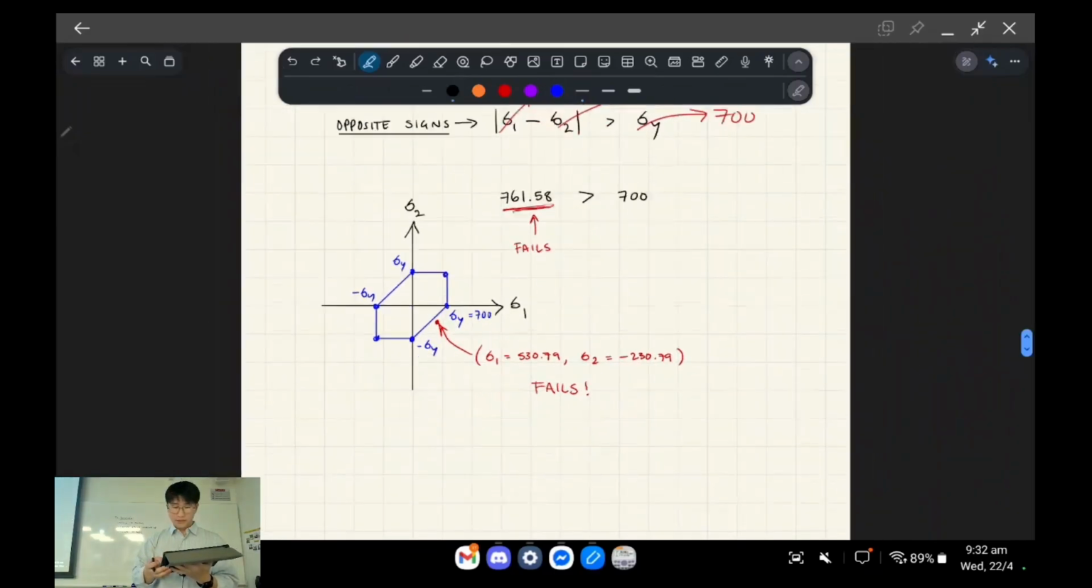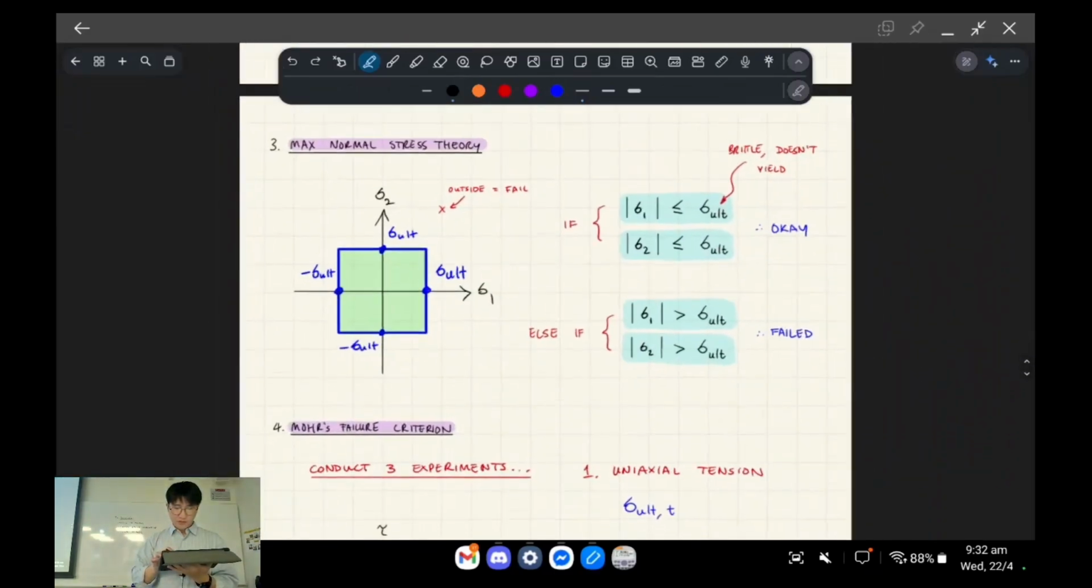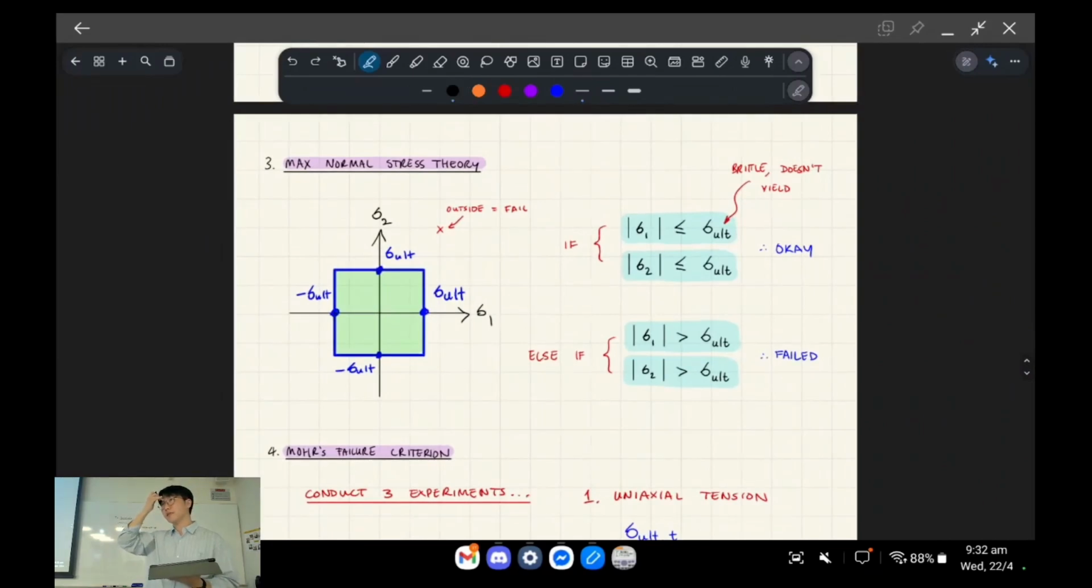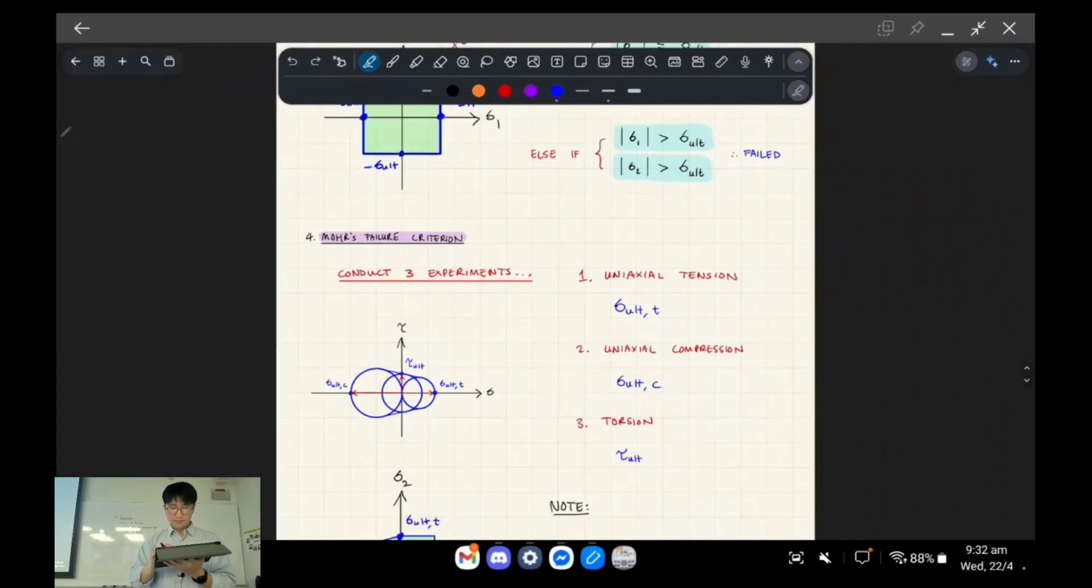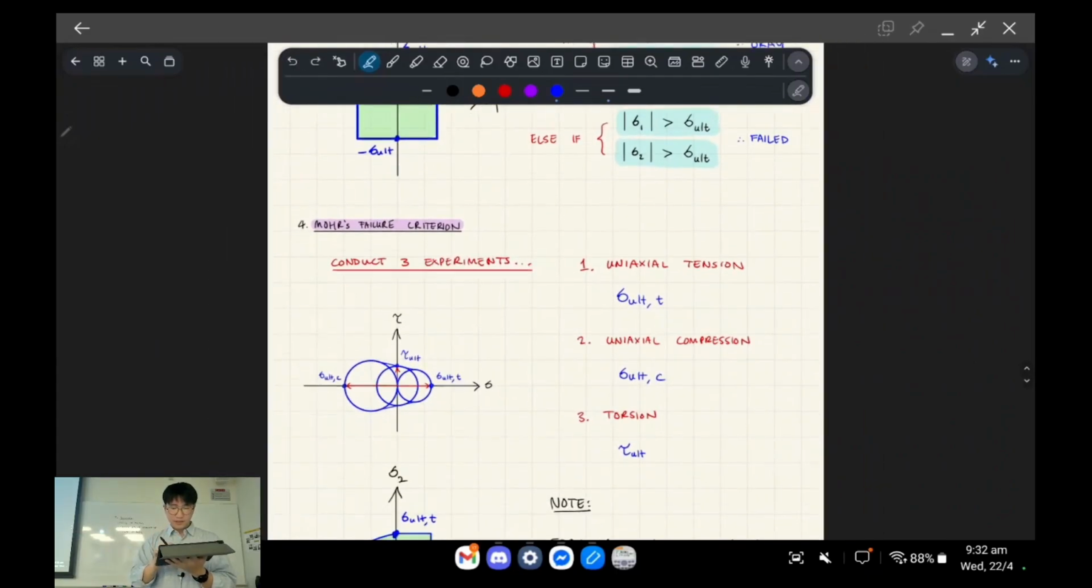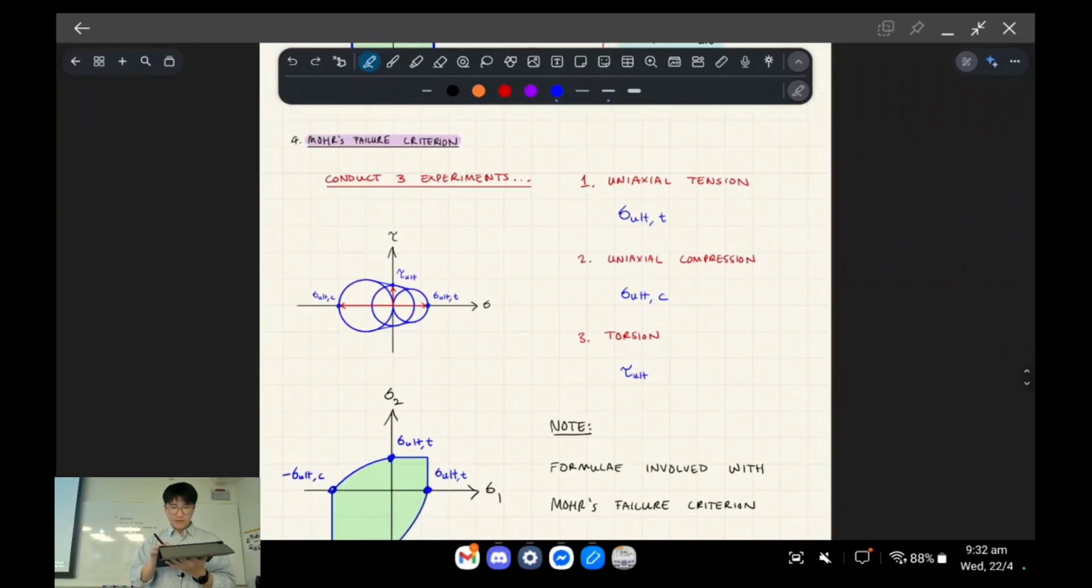Okay. So moving on to brittle failure theories. There's two that they talk about. One's a max normal stress theory, which we'll see a question for. It's very similar, but we don't have these diagonal bits, right, to the first theory. And then we have Mohr's failure criterion.